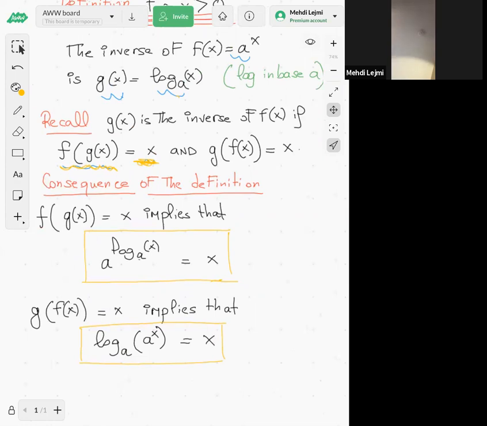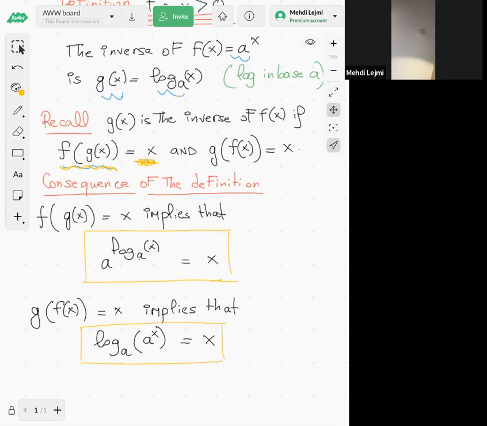Anyway, that's a consequence of the definition of log. You have to keep in mind, guys, that log in base a of x is by definition the inverse function of the exponential a to the power x. So when you do f of g of x equal to x, you get exactly these two identities: a to the power log in base a of x is equal to x, and the second one is log in base a of a to the power x is equal to x.